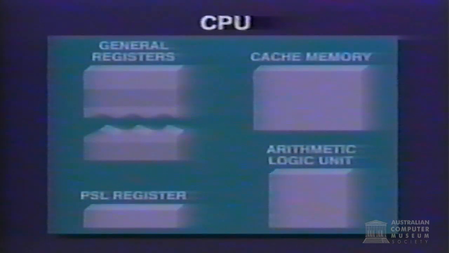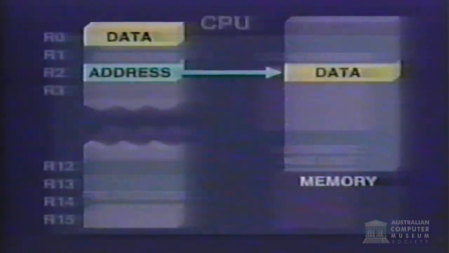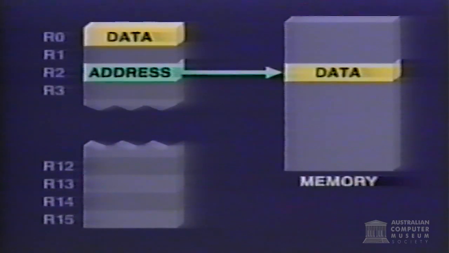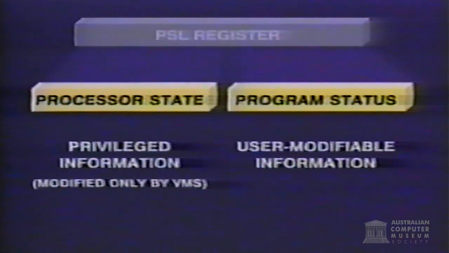This completes our discussion of the major hardware elements that form the VAX CPU. To briefly recap, the CPU contains a set of 16 general registers. Data that the processor is operating on is either stored in these registers or is addressed through them. 4 of these registers, R12 through R15, have special uses, serving as the argument pointer, frame pointer, stack pointer, and the program counter.